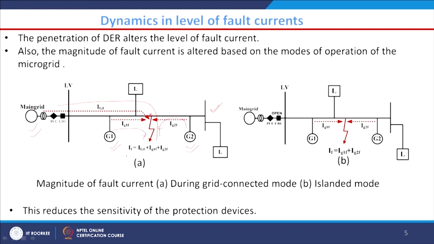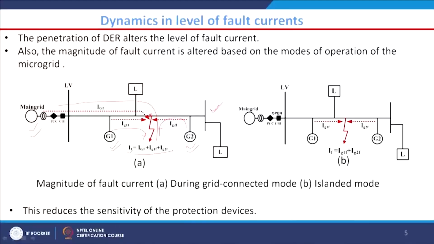DG1 and DG2 are two renewable sources. Now, finally, this fault current IF is the summation of IGF plus IG1F plus IG2F. So, this is basically one scenario, the grid connected mode of operation. Let us say now the grid is disconnected from the rest of the network due to the opening of the circuit breaker. That means the two DGs, two renewable sources, are disconnected from the main grid.